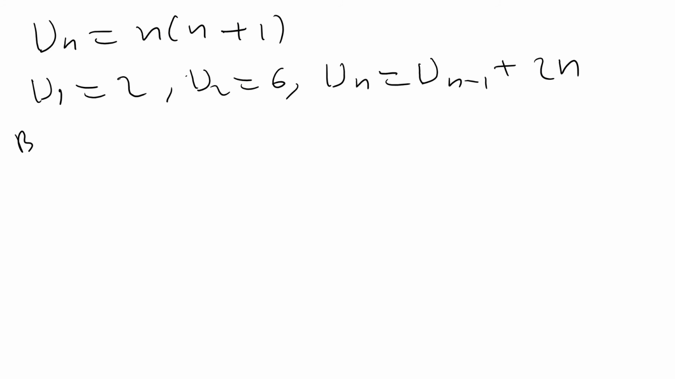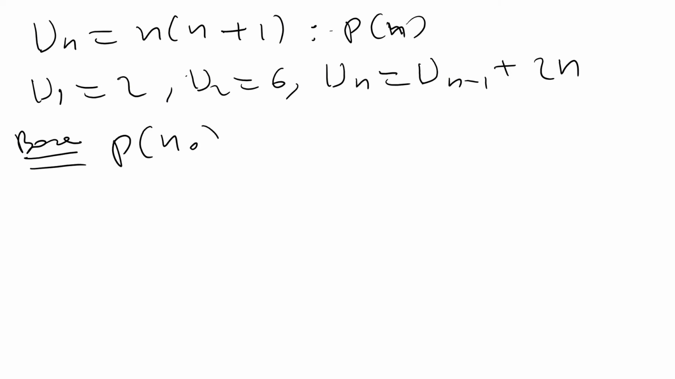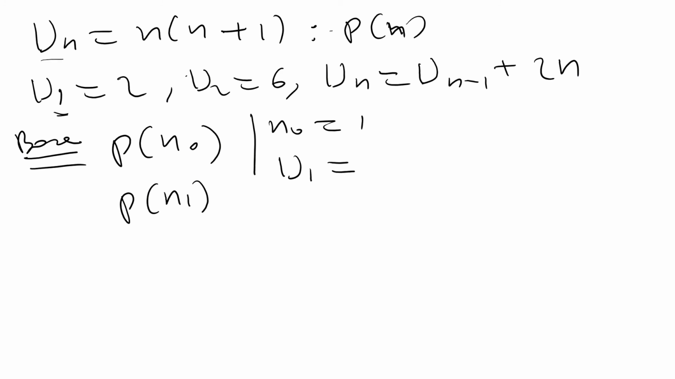So for the base case, because this is my property P(n), right? So this is my P(n). For the base case, I'm going to check P of n0, and also P of n1. For this one, n0 equal to 1. So what is u_1 equal to? Because this is the property that I'm trying to prove, I'm going to use that u_1 equal to 1 times (1 plus 1). That gives me 2 times 1, which is going to give me 2, which indeed equals this.